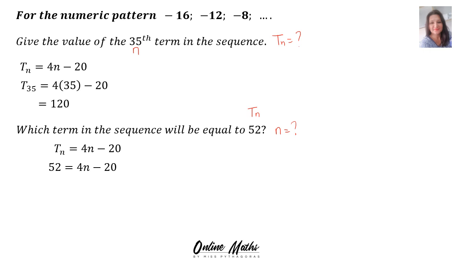Your -20 will walk across and it becomes plus 20. And then 52 plus 20 is 72. And then to solve for n, divide by 4, divide by 4. Therefore, n is equal to 18. What does that mean? That means in that sequence, or that numeric pattern, the value of the 18th term will be 52.